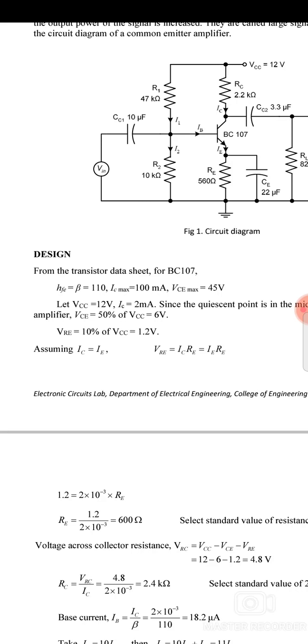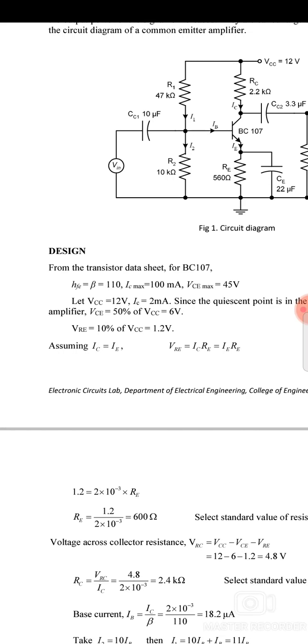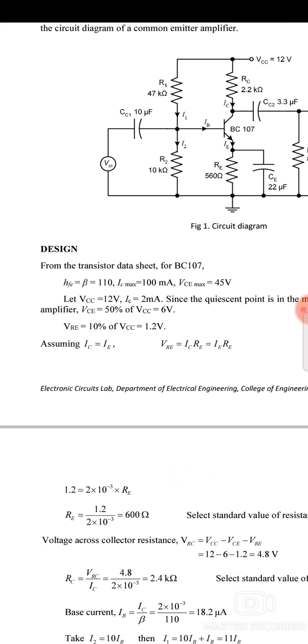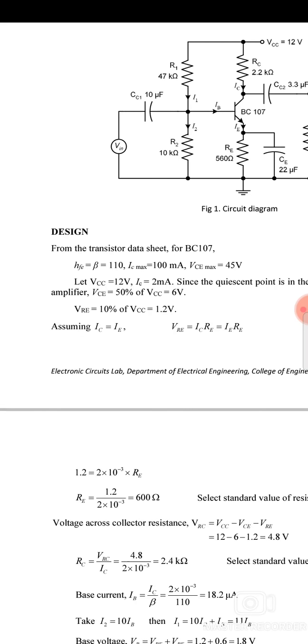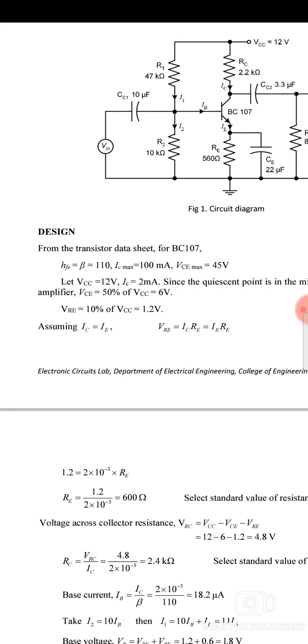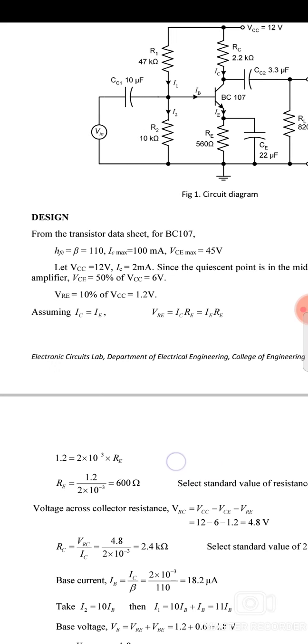Next, assuming IC is equal to IE, because this is the current equation of the transistor, right? The current components of the transistor are IC, IB, IE, but the current equation of the transistor is IE is equal to IC plus IB. In some cases IB is a smaller value, so IB is neglected in the current equation. Finally, the emitter current is equal to the collector current only.